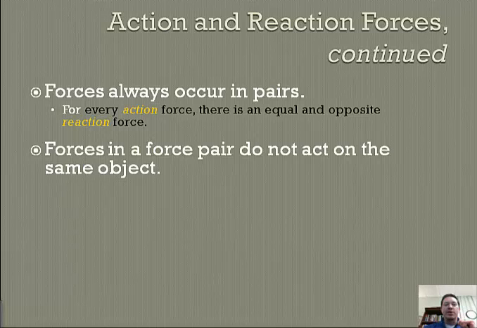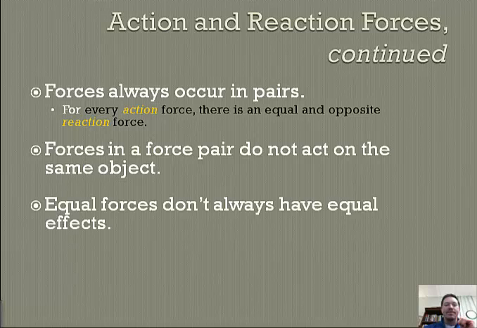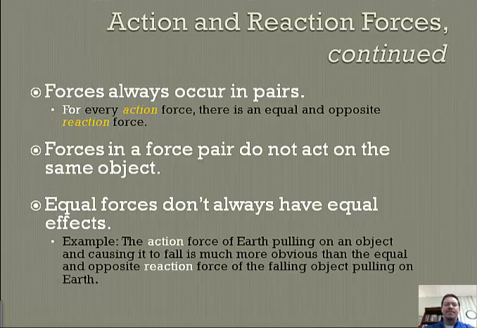Forces in a force pair do not act on the same object, and equal forces do not always have equal effects. Just because we have forces that are equal, maybe the object still moves, maybe in a different direction, based on how we're pushing on that object. The example we're given here: the action force of Earth pulling on an object and causing it to fall is much more obvious than the equal and opposing reaction force of the falling object pulling on Earth.